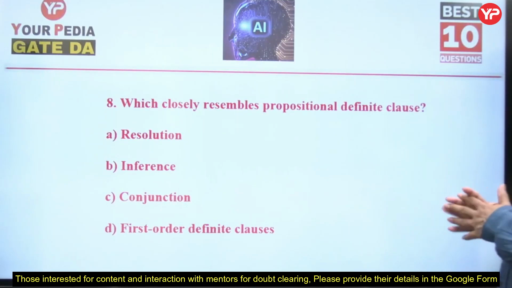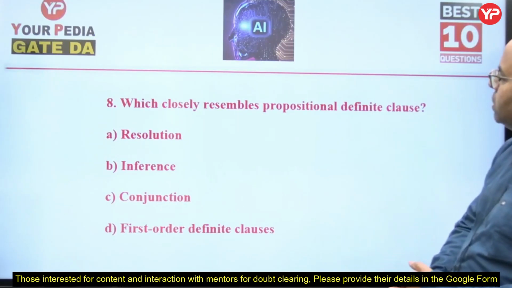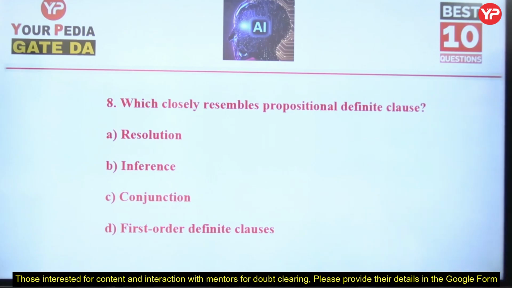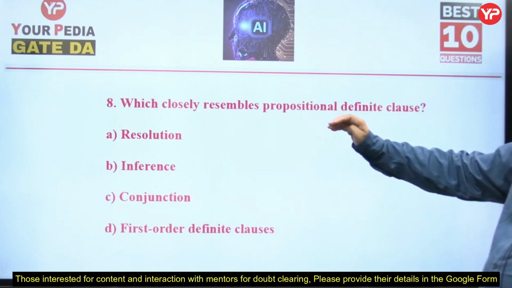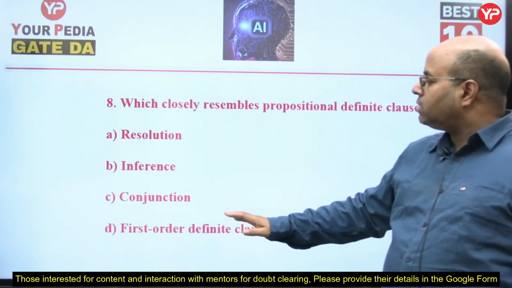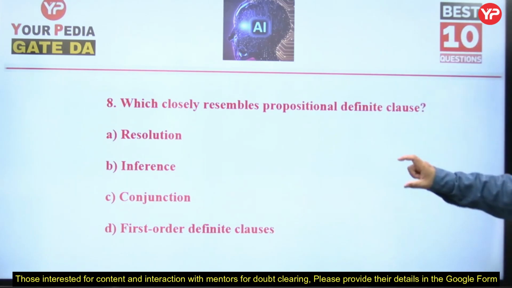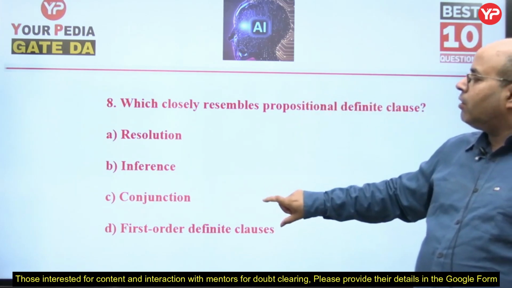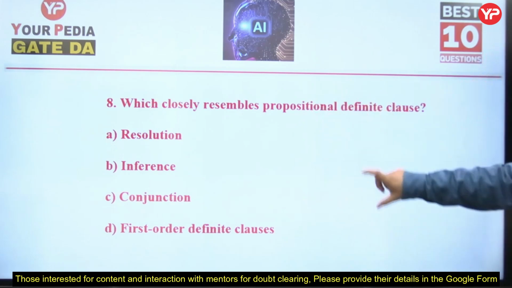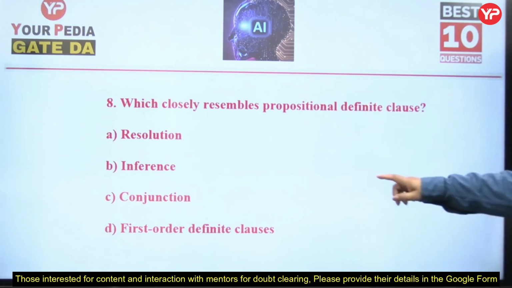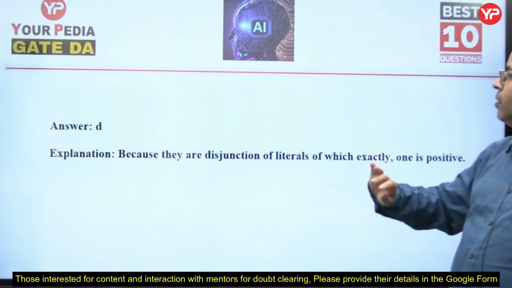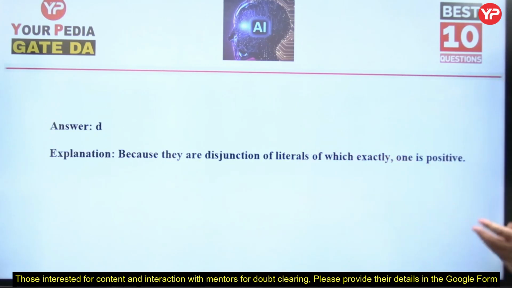Now coming to this again, propositional definite clause, which closely resembles propositional definite clause. Resolution no, inference no, conjunction no, first order definite logic. Definite is there, there again definite is there. This is something where predicate logic or first order logic and propositional logic are matching. So first order definite logic is the answer, because they are disjuncts of literals of which exactly one is positive.